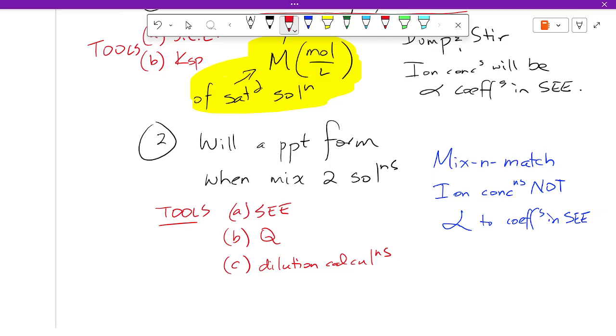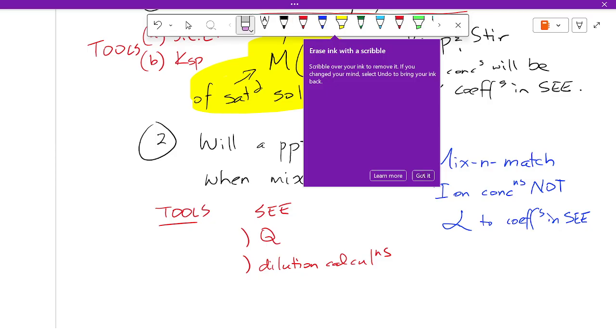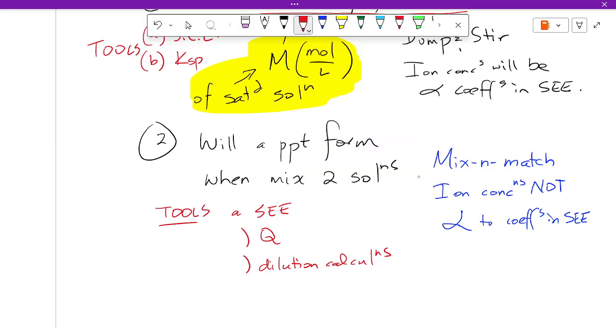And I guess I should have called this B, and then C, and then D. Or should I just call it 0 for the first one? Okay, let's call that A, B, and C, and let's call this 0. Predict the precipitate. Okie dokie.